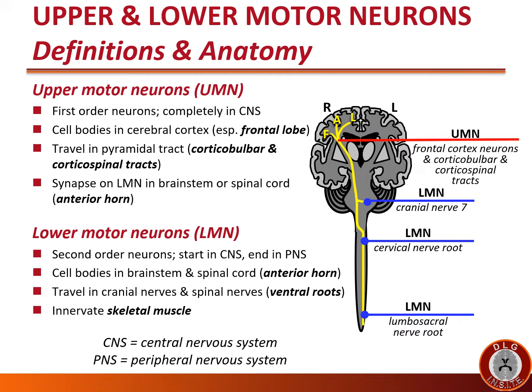Lower motor neurons are second-order neurons. They start in the CNS but end in the peripheral nervous system. The cell bodies are in the brainstem and spinal cord, the anterior horn specifically in the spinal cord, and travel in the cranial nerves and spinal nerves via the ventral roots. They innervate skeletal muscle.